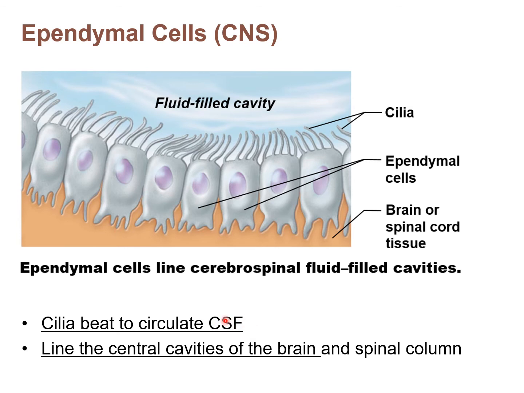What CSF is, is fluid that surrounds your brain and spinal cord. So we want this fluid to circulate right around your brain and around your spinal cord. And the way this fluid circulates around is through the cilia on these ependymal cells. And it lines the central cavities of the brain. By the way, these brain cavities is where the cerebrospinal fluid comes from. So we'll have a lot of ependymal cells that will sweep the fluid along the central nervous system.